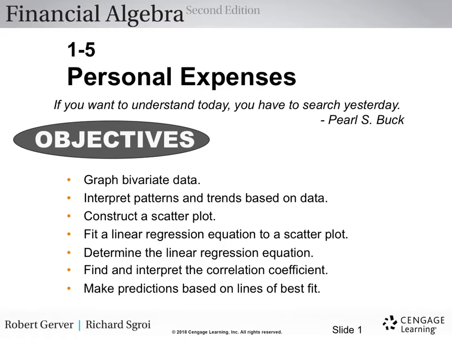The objectives for this lesson are going to be to graph bivariant data, to interpret patterns and trends based on data, to construct a scatter plot, to fit a linear regression equation to a scatter plot, determine the linear regression equation, find and interpret the correlation coefficient, and make predictions based on lines of best fit.